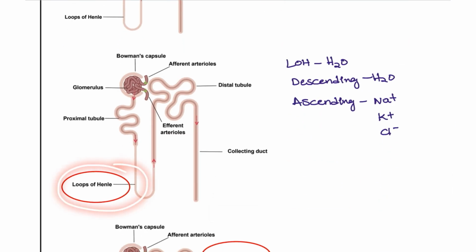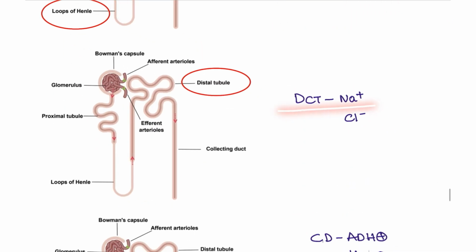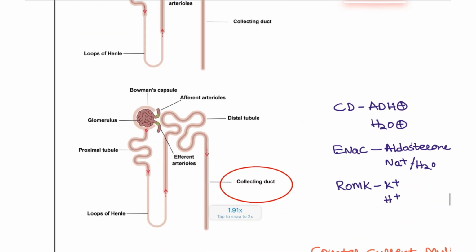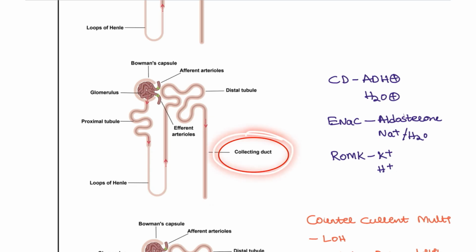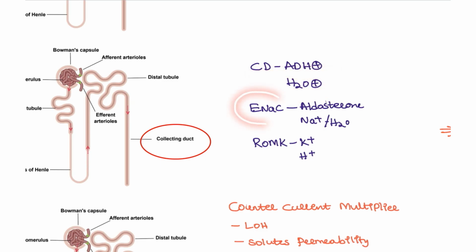Loop of Henle. Here the loop of Henle is of two types. One is the descending for the maximum water reabsorption. Ascending is for the sodium, potassium and the chloride. Distal tubule action is for the sodium and the chloride. Collecting duct is due to two things. One is the ADH hormone for the H2O, like water reabsorption, and there will be epithelial sodium channels for the aldosterone and ROMK channels that are for the potassium.